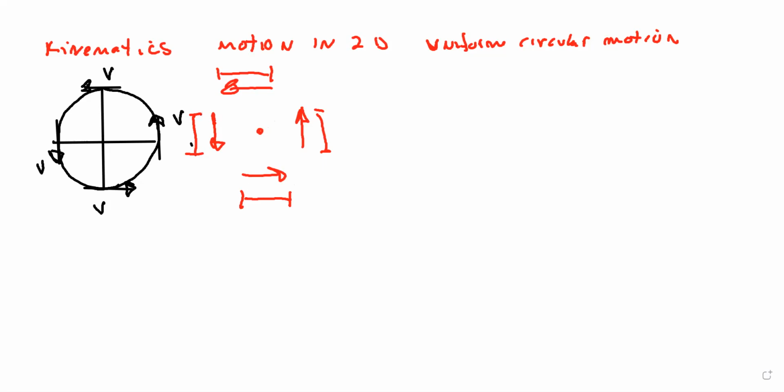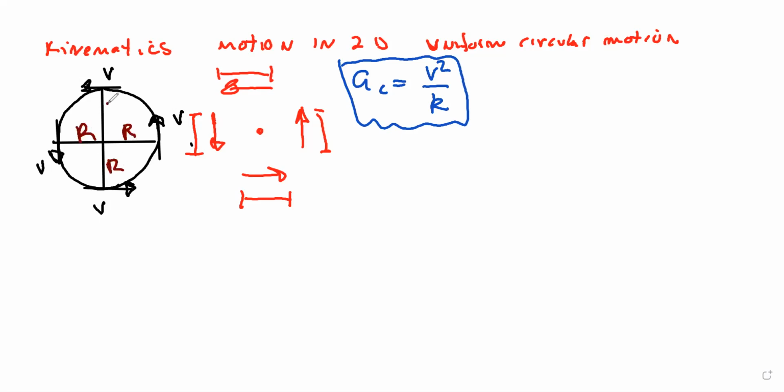And because they have different directions, we have a centripetal acceleration, which is going to be v squared over r. So this is the equation for the centripetal acceleration for a particle that moves in circular motion. And then you also have the radius, this would be the radius right here, r. The speed is constant, but the velocity is changing in direction.